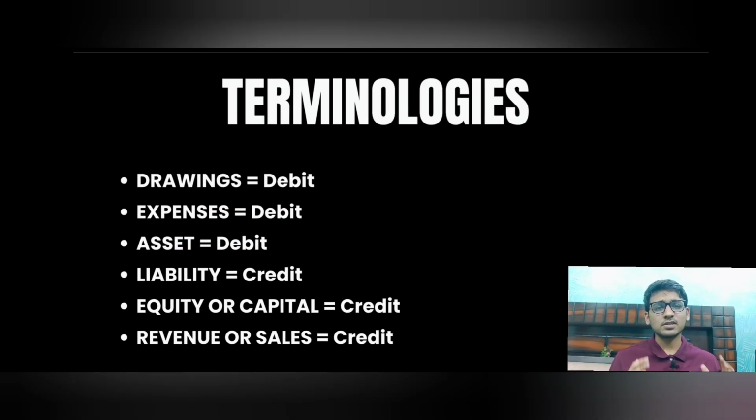Let us look into some of the key terminologies and the rules associated with it. In case of drawings, expenses and asset accounts, whenever these three accounts increase, they will always be debited. And in case of liability, equity and revenues, when these three accounts increase, they will always be credited. Now these are the rules. Don't ask me the reason why these accounts have been debited and why those have been credited. These are the rules and we just have to abide by them.